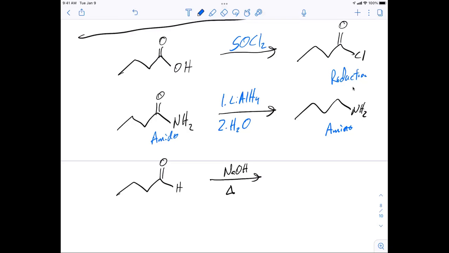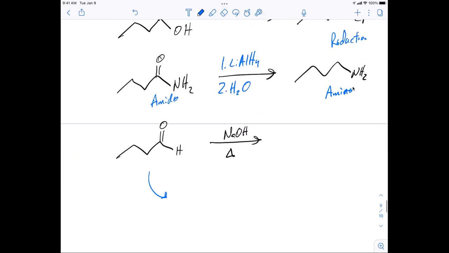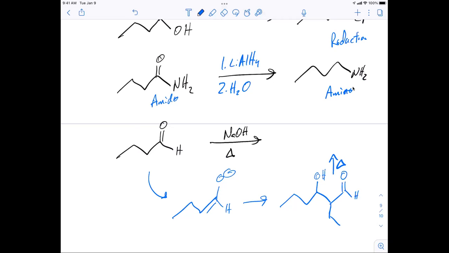This last one is moving up a couple of chapters, to the last test. We've got an aldehyde and a base, which means the first thing we're going to do is form the enolate. Once we have the enolate, it can react with another aldehyde. But since there's heat and the base, we're going to end up with the alpha-beta unsaturated product.